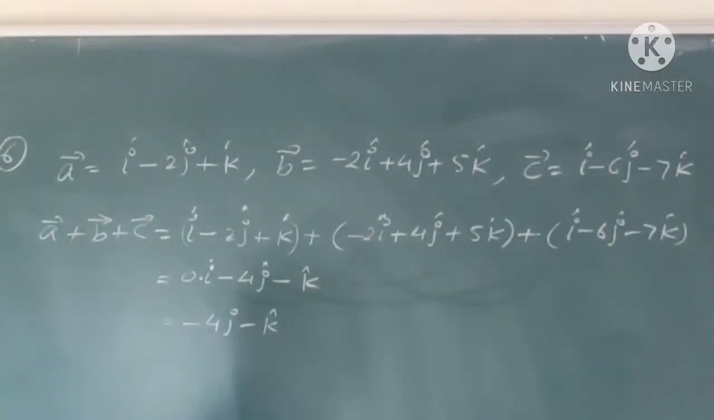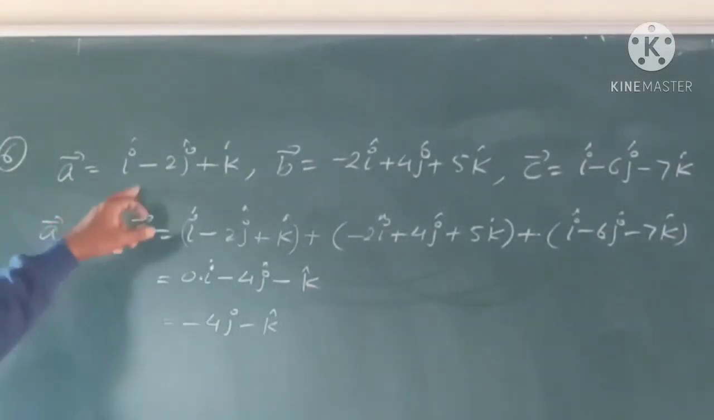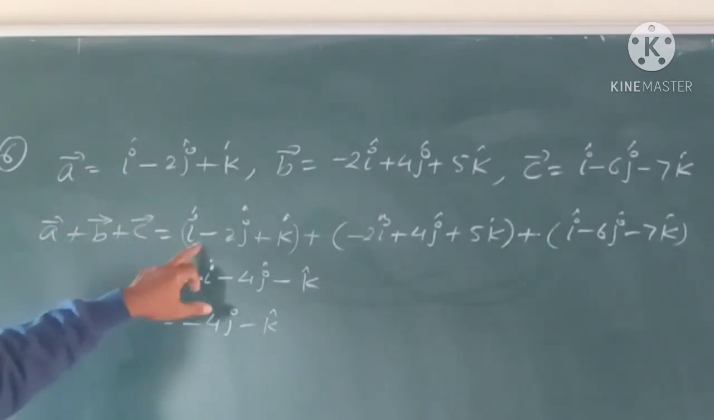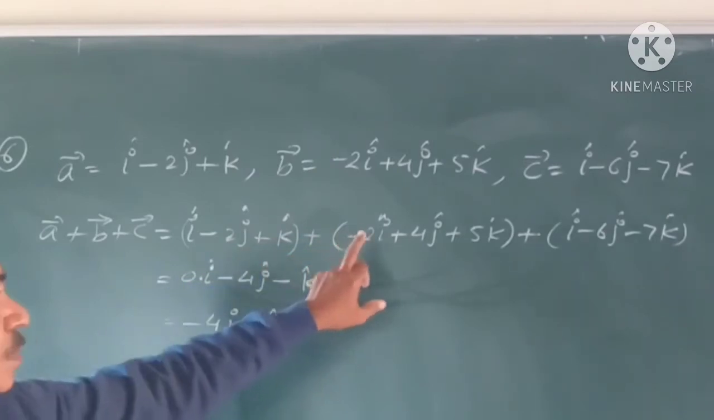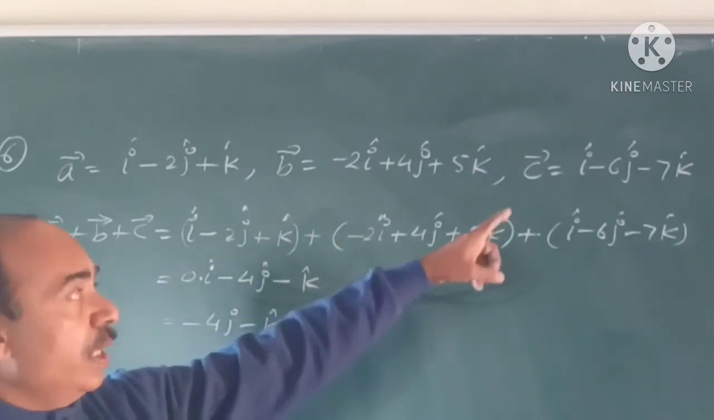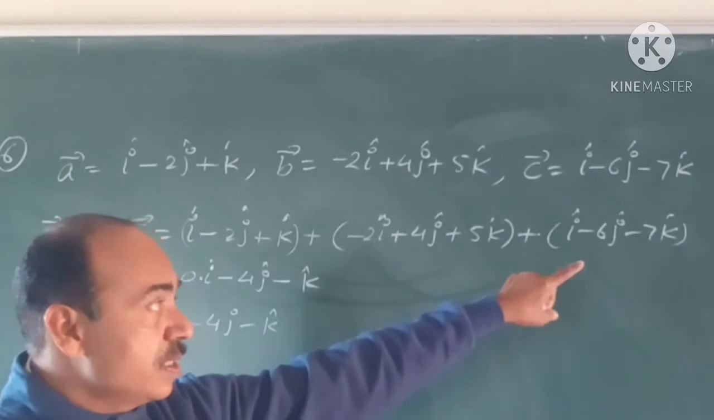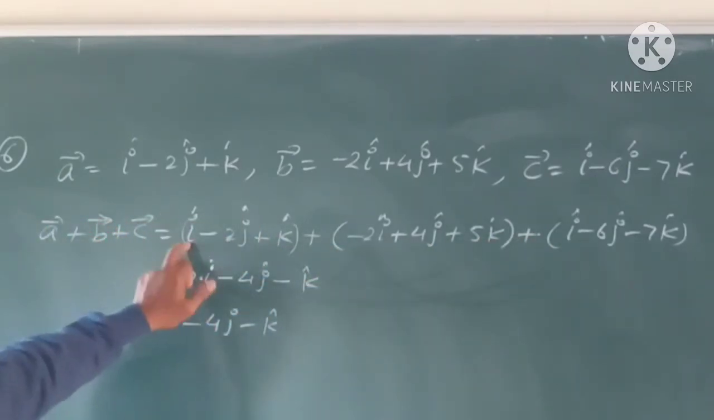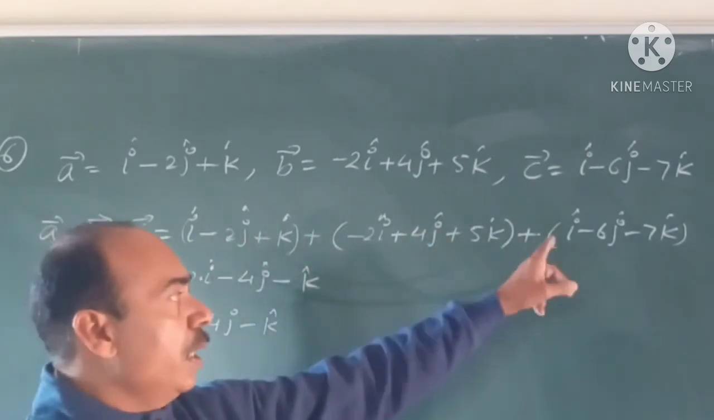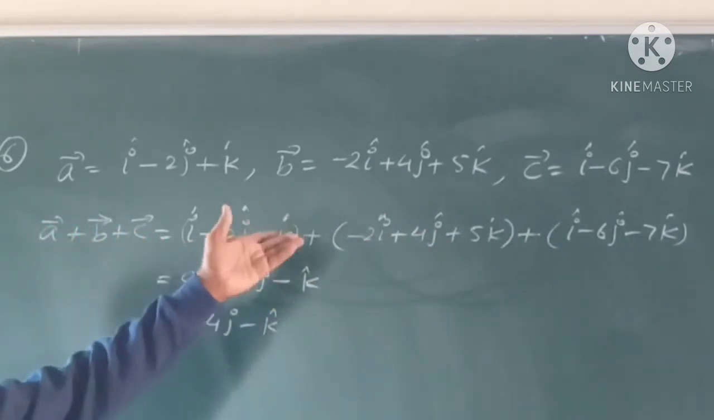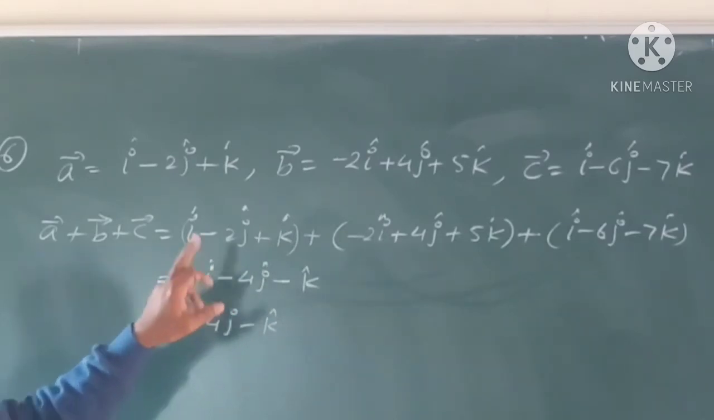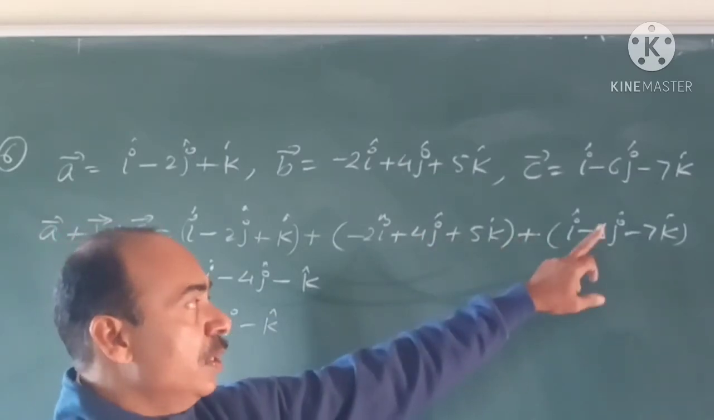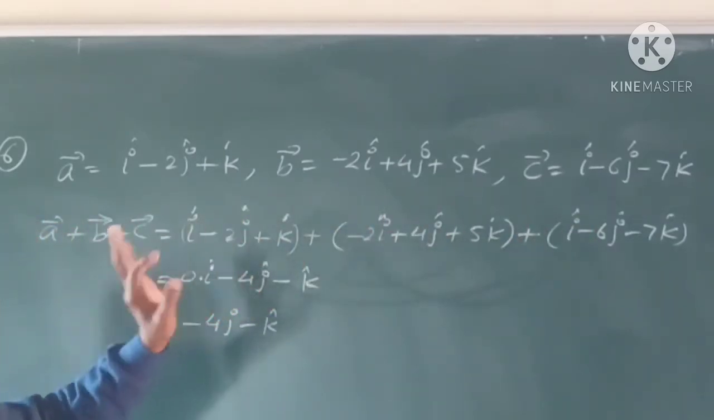Okay, next question number 6. Find the sum of these three vectors, vector A, vector B and vector C. So write A plus B plus C here. Vector A is i minus 2j plus k, plus B which is minus 2i plus 4j plus 5k, and C which is i minus 6j minus 7k. So here find the sum. So this is i and this is i, 2i, and this is minus 2i. So minus 2 and plus 2 you will get 0, so 0i. After that, minus 2j, this is plus and this is minus. So minus 6 and minus 2 is minus 8.